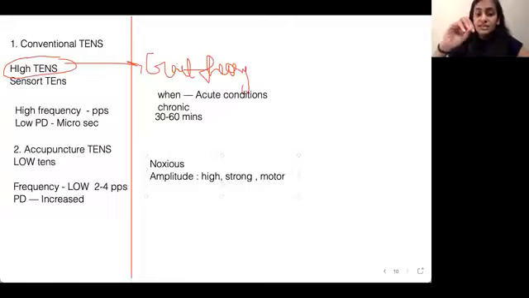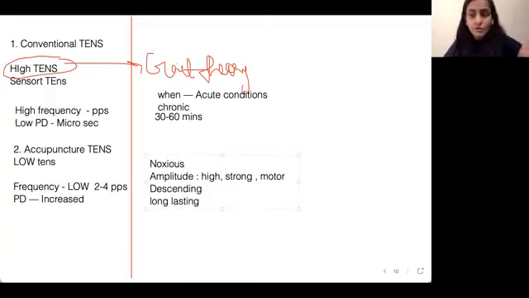Now, because of this, what is the mechanism that it's going to activate? Is it going to activate the ascending mechanism or the descending mechanism? It's going to activate the descending mechanism. So now are the effects long lasting or are the effects temporary? The effects are more long lasting as compared to your conventional TENS. Not forever. It's just going to be a few more minutes, like 10, 15 minutes more than your simple conventional TENS. Is this clear?